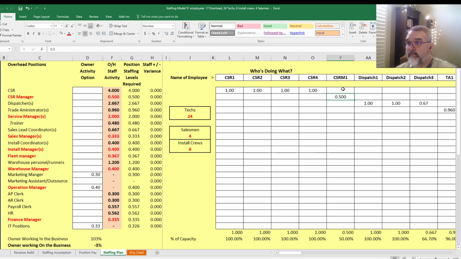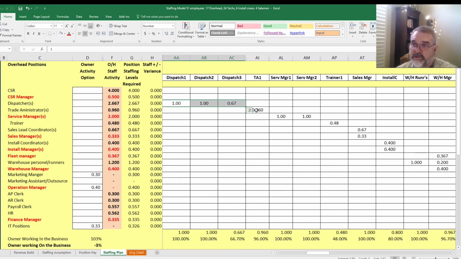So I come over here, I've got a CSR manager. I've got 2.67 dispatchers. Okay. I've got a full-time trade administrator. They can process that many tickets. Service managers, I've got 2. I've got 1 trainer now. He's at 48% capacity, but it took it off the hat of the service manager, so he's full-time training. I've got the sales manager now just doing the sales lead coordination and sales management, and I hired that installer. Now he's 80% efficient because I added 2 crews for him. I've got a runner.